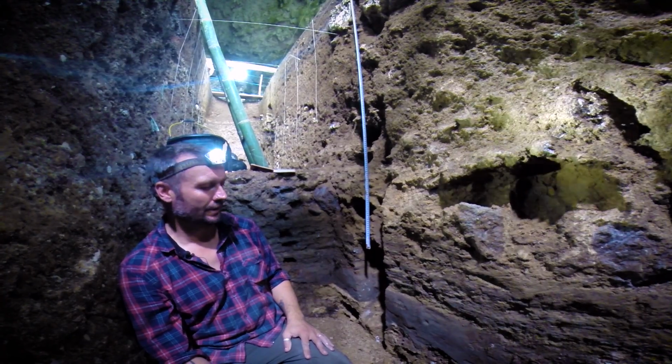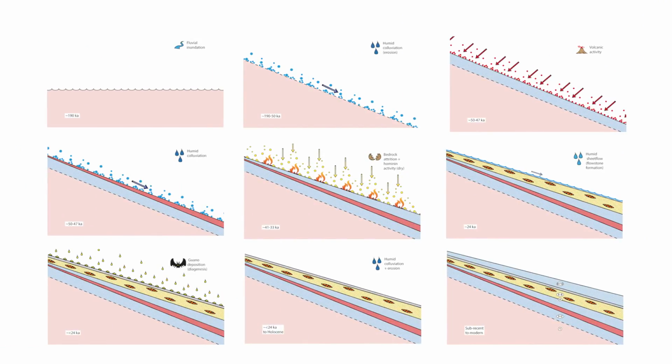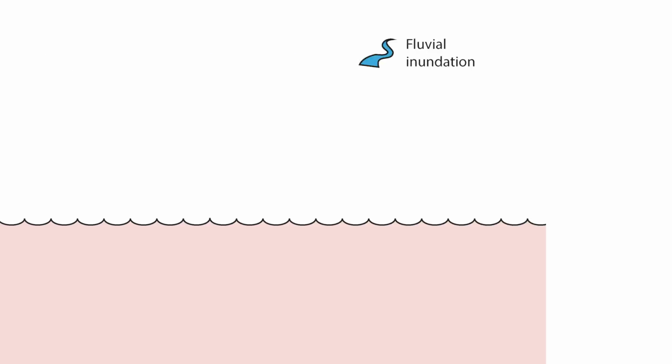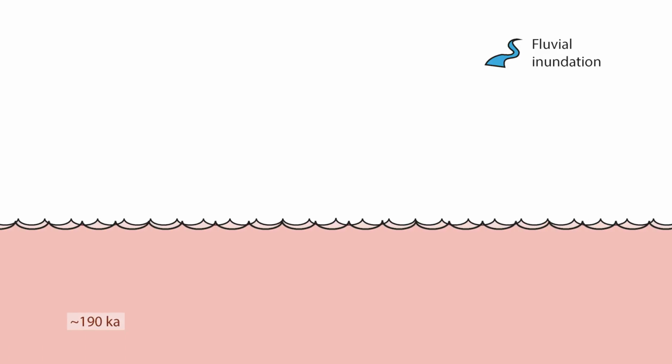So here we have a schematic cartoon, if you like, of the different depositional environments that we see at Liangbur. If we take the first one, the sediments that we see at the base of the sequence were actually deposited by a river when the river inundated the site and brought in sediment from outside the site. And this happened around about 190,000 years ago.